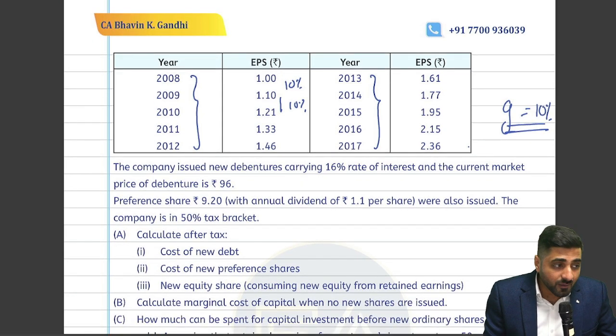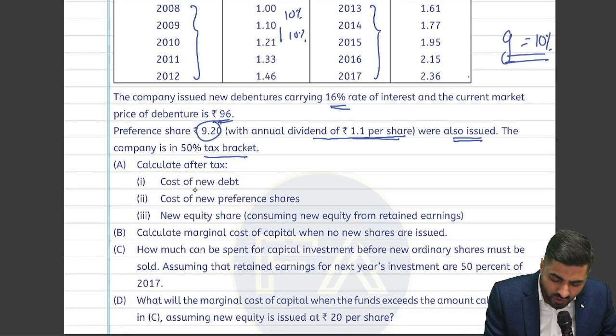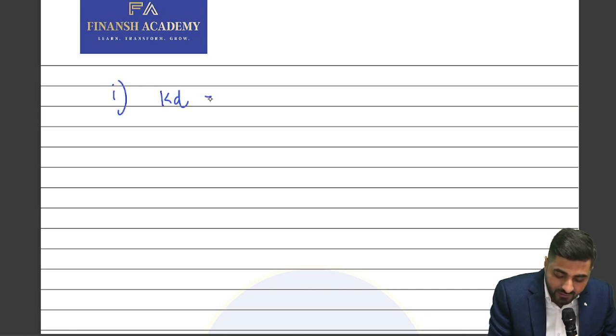Then the company's new debentures carry a 16% rate of interest and the current market price is 96. The preference share is 9.2 with an annual dividend of 1.1, which are also issued. And the company is in the 50% tax bracket. You are required to calculate the cost of new debt, cost of new preference share, and equity. Okay, first of all, how will you calculate your cost of new debt?